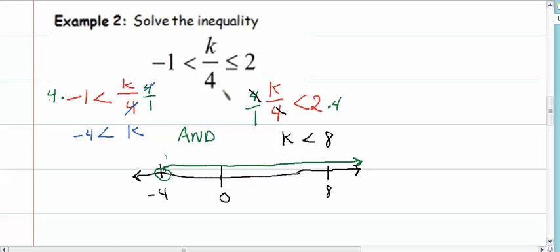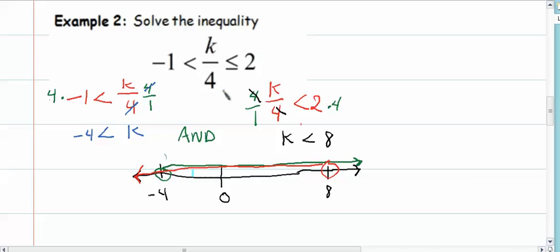Okay, now the next one, we're going to start at 8, which is over here. We are going to put an open circle, and it says k is smaller than because it's on the smaller side, and that's going to go in this direction. So your answer is the shaded section.